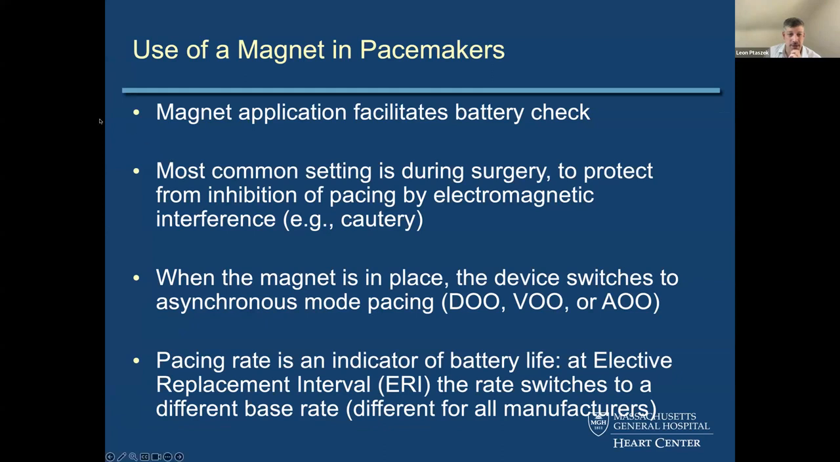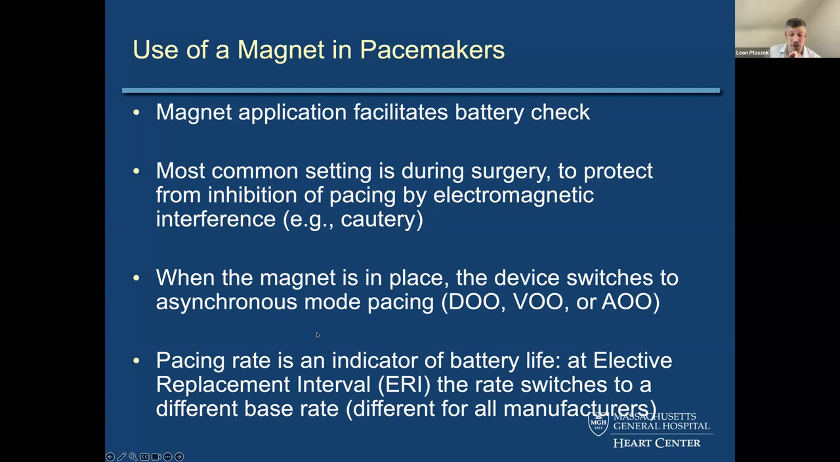But very briefly, just a word on magnet placement. It'll facilitate a battery check. It's often used during surgery to protect from inhibition of pacing from cautery, which is another very common source of electromagnetic interference. And when the magnet is there, you get that asynchronous pacing like we were talking about, as distinct from what's happening when you're in an MRI scanner in which you're getting all sorts of other EMI. And you should also remember that the pacing rate can be an indicator of battery life.